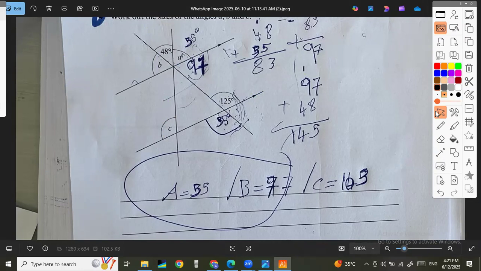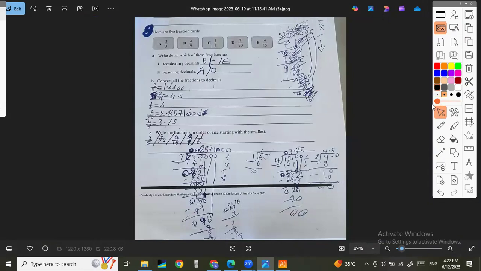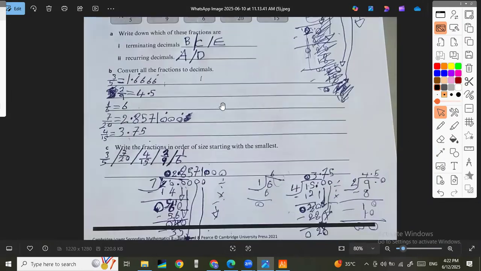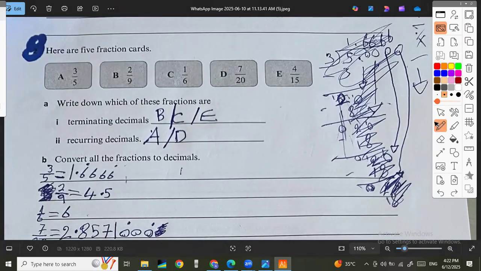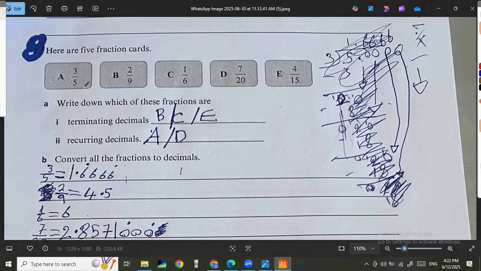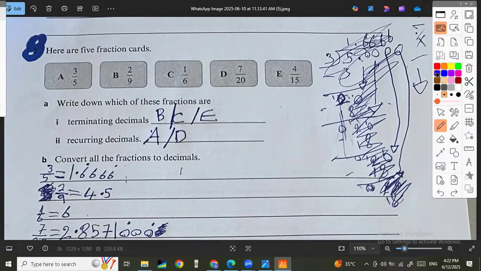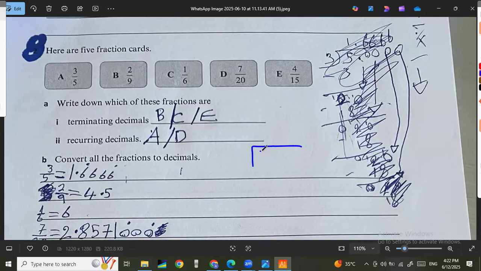Next question. Second, let me zoom in. Knowing if these are terminating decimals or recurring decimals, you have two ways. Let me change the color. Either through long division, I keep dividing and I see if it's terminating, which means it ended, or it's recurring, which means it will keep repeating. And then I decide. But here it's not going to be practical at all.